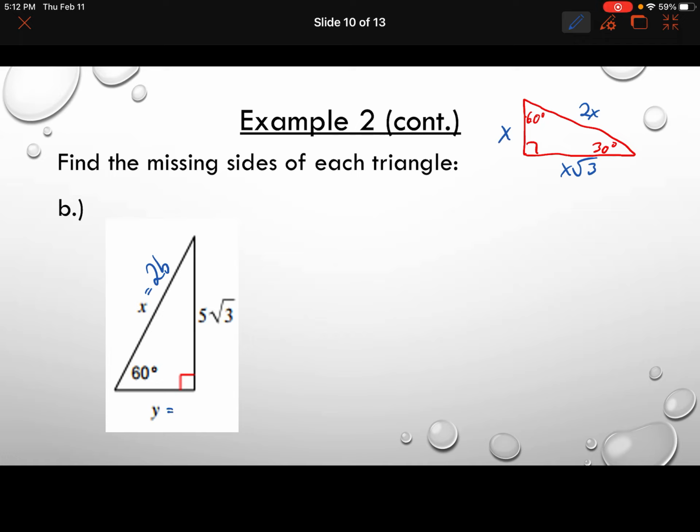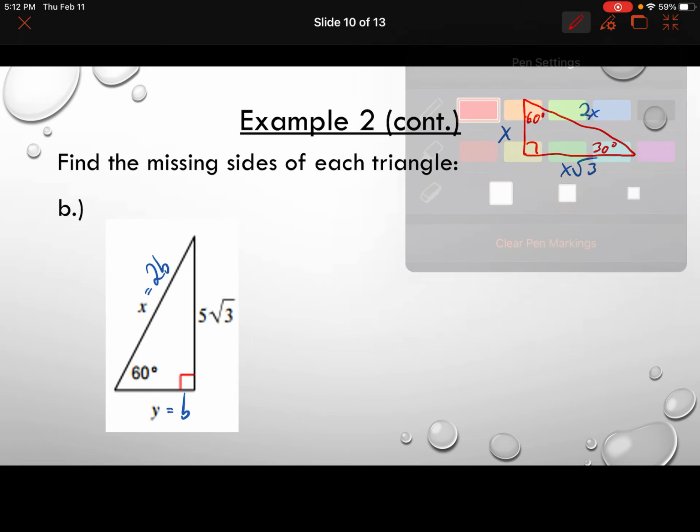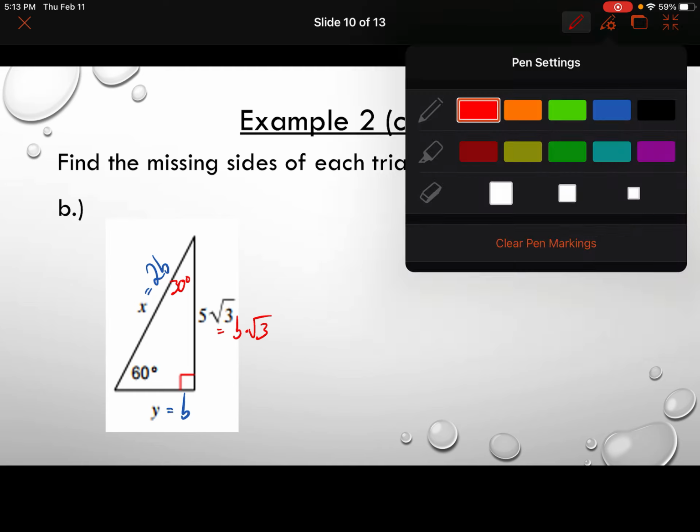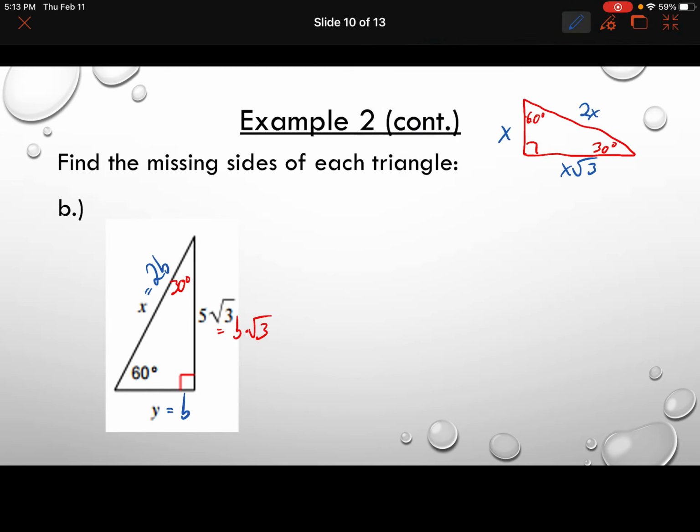So that means y is equal to b. The side adjacent to 60 degrees is equal to b. And then the side adjacent to 30 degrees is equal to b times square root of 3. Okay? So now let's write out what we have. So let's see, we know that b times square root of 3 is equal to 5 square root of 3.